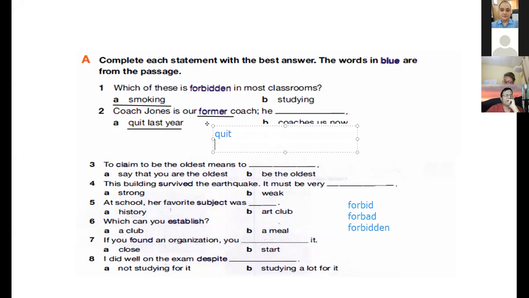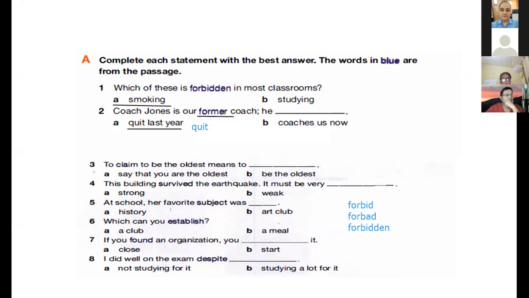Okay, very good. Thank you. What about number three? Can you help me? Volunteers? Is there any volunteer, guys? With number three? Me? Okay, me. To claim to be the oldest means to say that you are the oldest. Yes, right. To claim to be the oldest means that you are the oldest, right? Declarar, right? Okay, thank you, Norma.